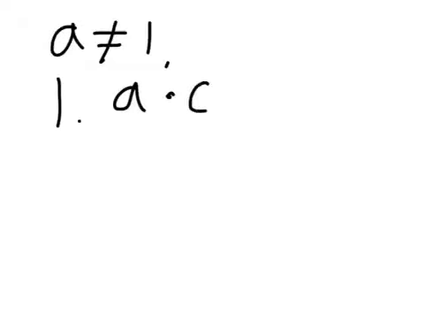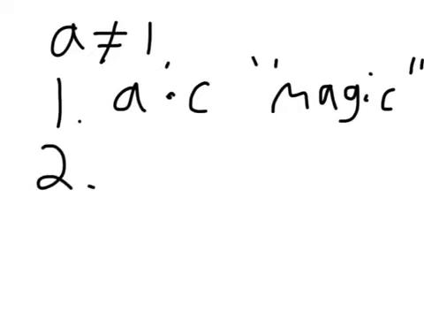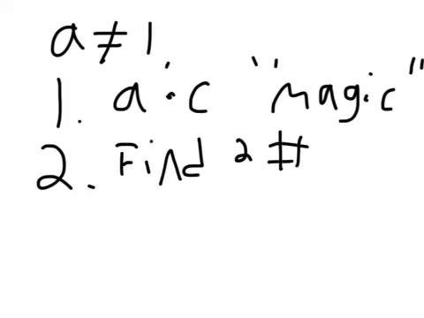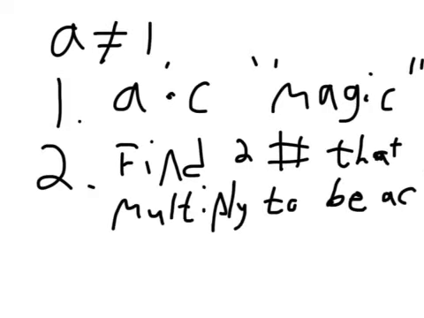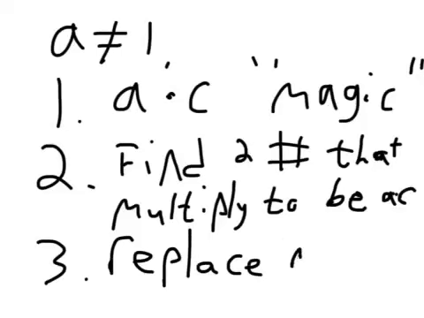So to recap what we did, when a does not equal 1, we have to first multiply a times c, and we can call this our magic number. Can I spell magic? Yes. Okay. 2, the next thing that we do is we find two numbers that multiply to be that magic number, that a times c. The third step is to replace the middle term with that magic pair that we found that multiplies to the magic number. Replace the middle term.